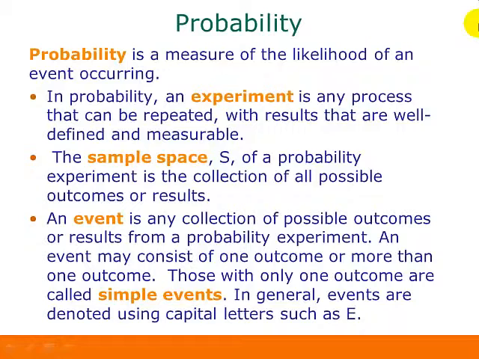An event may consist of one outcome or more than one outcome. Those with only one outcome are called simple events. In general, events are denoted using capital letters such as E.